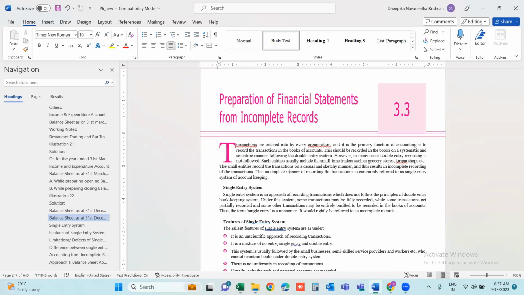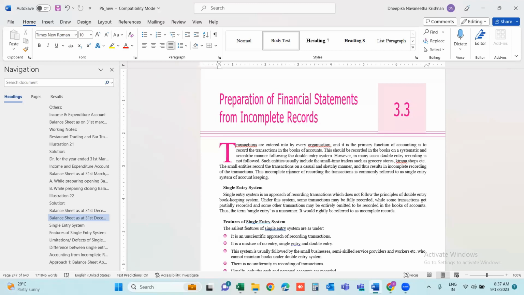So till now, for those who are maintaining the double entry system, we find out the profits or losses and the net worth of their business. For those who are not maintaining the double entry system, can we find the profit or income for them? We can also find that.